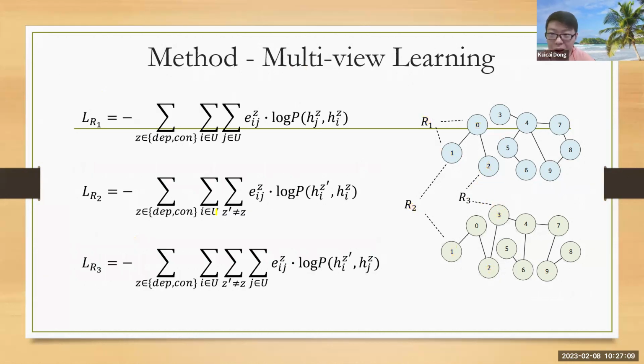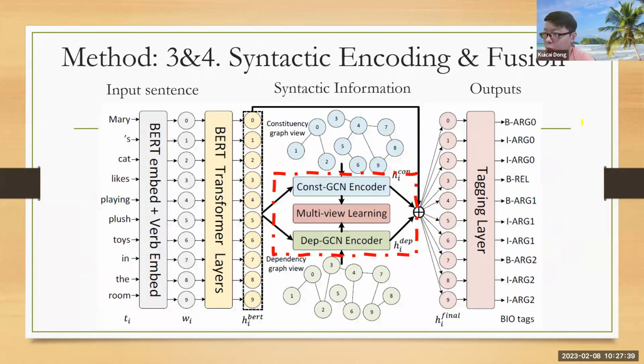Then we perform the multi-view learning. Basically, we find the similarity between the nodes so long as they are connected. We try to minimize the combined loss of R1, R2, and R3. We combine all of these losses to optimize, or to train, the model. That is the multi-view learning part. We use this multi-view learning loss to optimize the entire model.